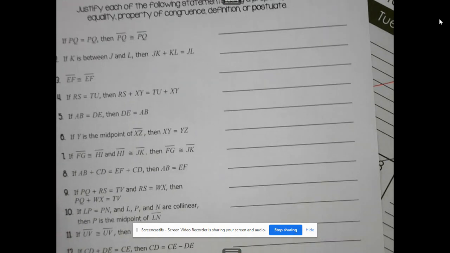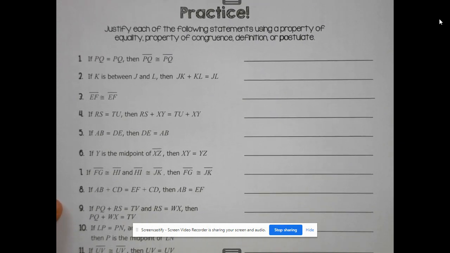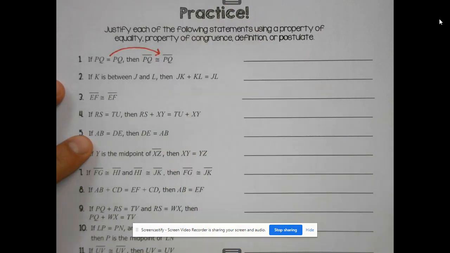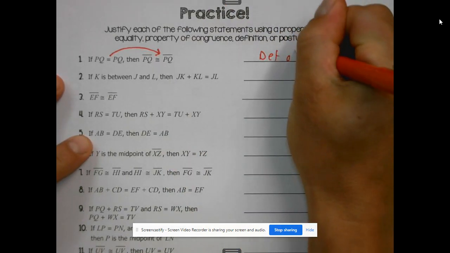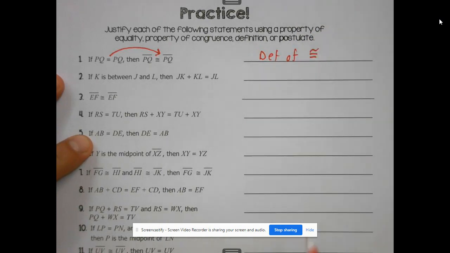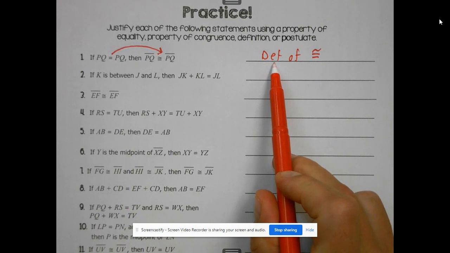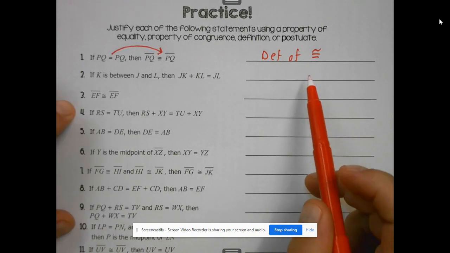This next page is checking to see if you know the properties, and once you know properties, then we can apply them to the proofs in the next 2 or 3 pages. Here we go. First one, they went from equal sign to congruent sign. That's your definition of congruence. And I'm going to notate, instead of writing out definition of congruence, def stands for definition, and this is my symbol for congruence, definition of congruence.